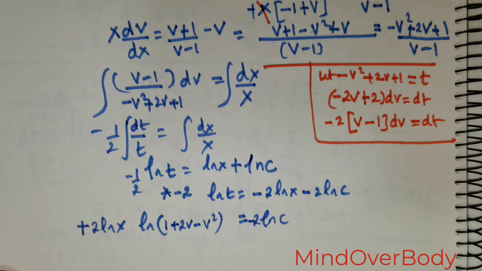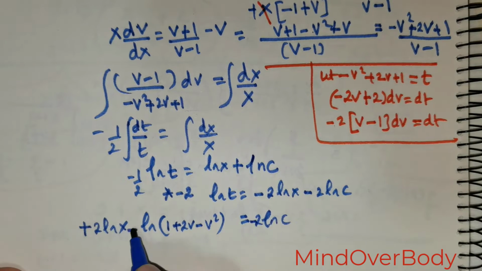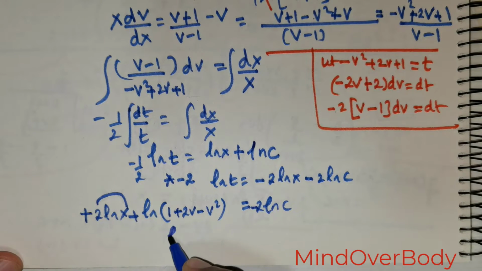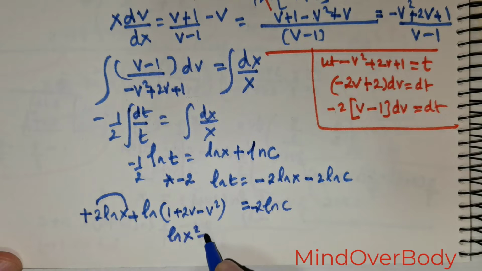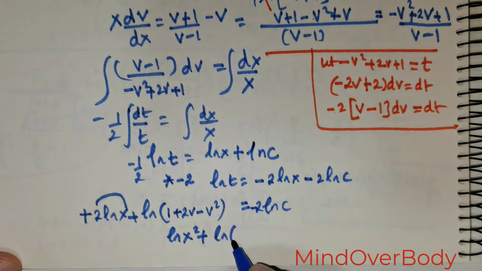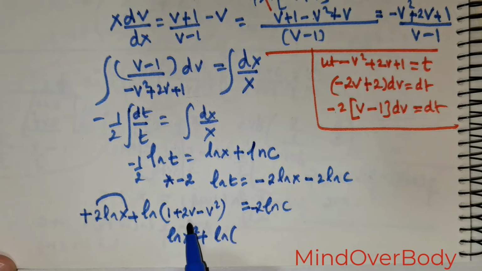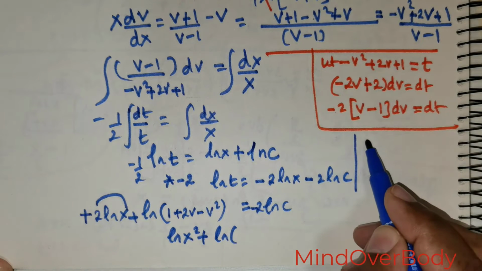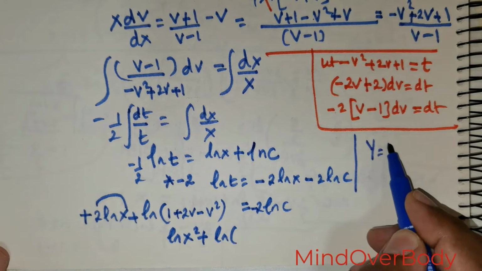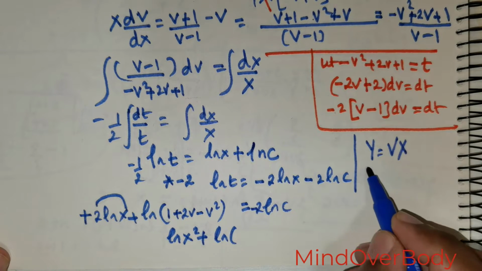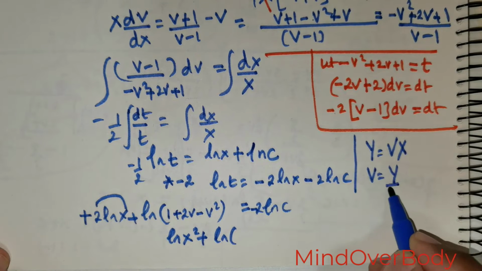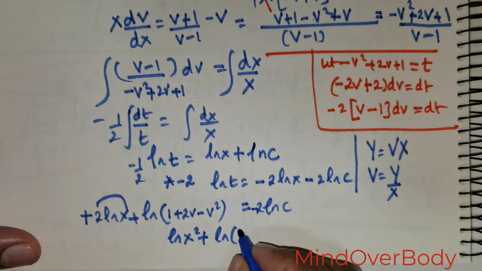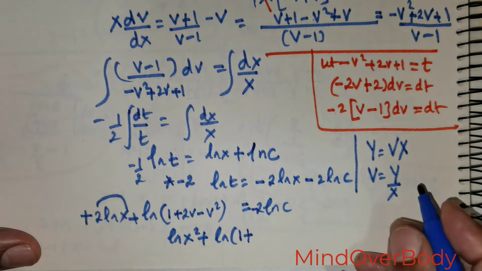That's fine. So now what we will have to do, we can take this 2 onto this end, so that would mean I get a ln x squared positive ln of 1 positive 2 times v. Now let's go back to the substitution. What is the substitution we had? We took y is equal to capital V times x, so from here v is equal to capital Y over x. So I need to place these values back.